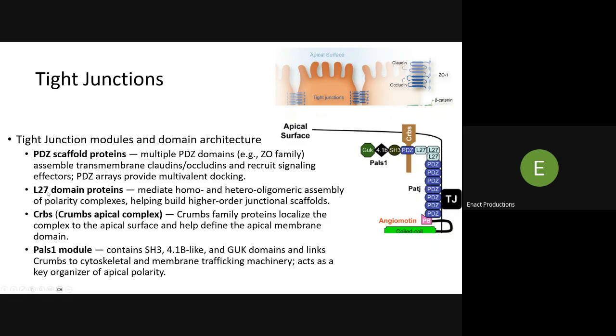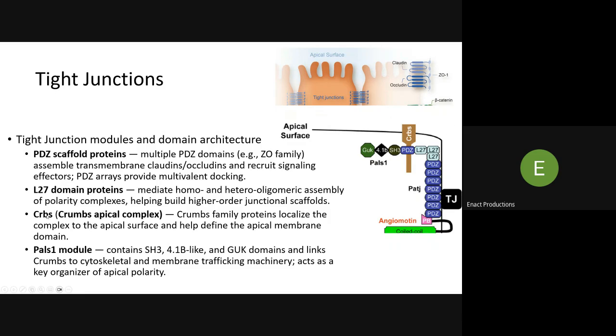The L27 domain, and we're seeing that up here, mediates homo and hetero oligomeric assembly of polarity complexes, helping build higher order junctional scaffolds. Something to do with how it's, again, polarity. It's located in a specific side of the cell. Something to do about higher order structural stuff. Again, polarity was the word we were using before.